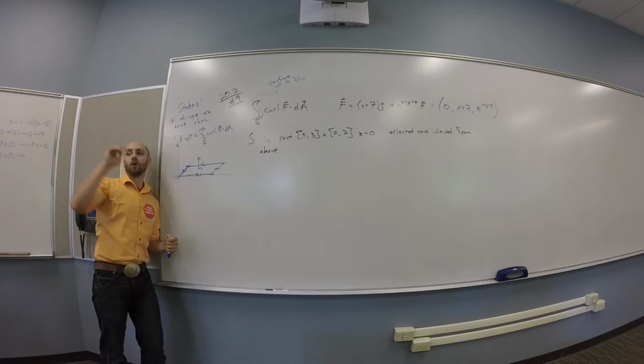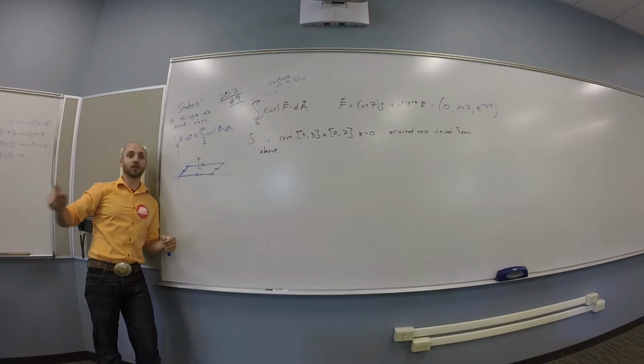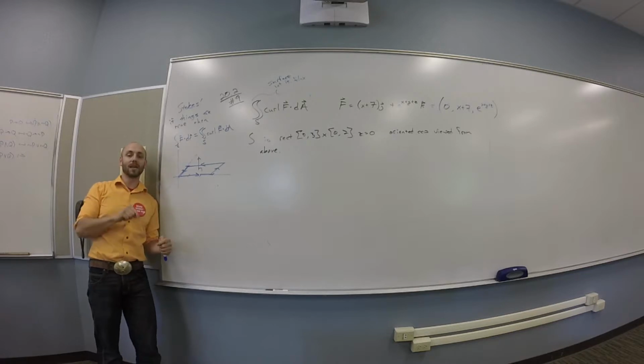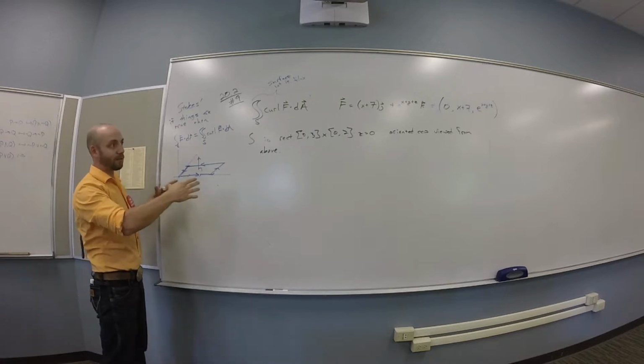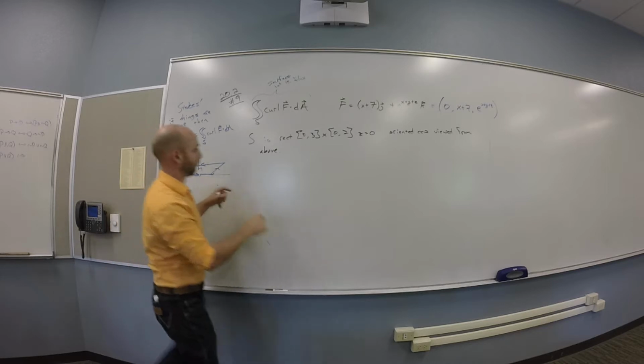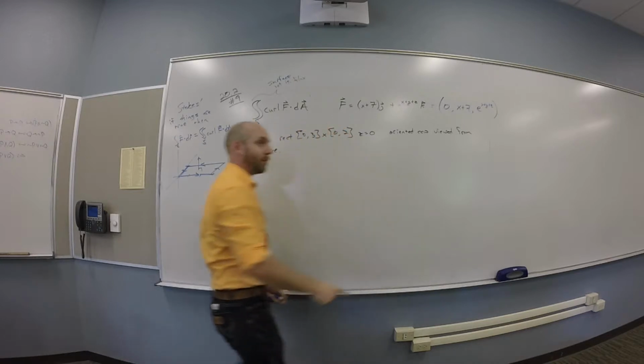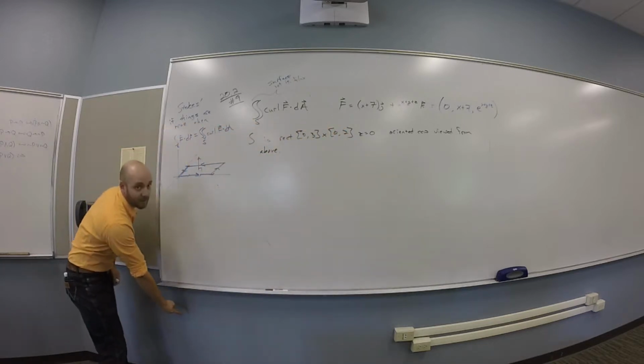Okay. About the partials, I need to make sure the partials exist and are continuous on a slightly bigger open set. So that means that I'm allowed to have discontinuities like over here at x is 12. Like that would be fine. Or I'm allowed to have discontinuities like down here at z is negative 18.